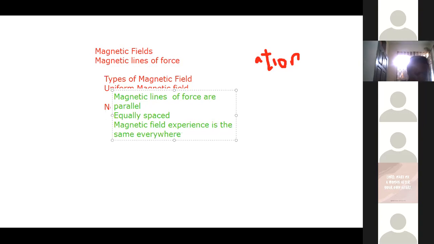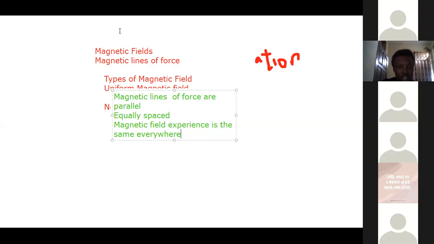Now, the magnetic lines of force have the same direction, as I've already spoken about, and they don't cross each other. Examples of uniform magnetic fields are the field between the north and south poles of a large permanent magnet. The field between the north and south poles of a large permanent magnet is normally considered uniform.